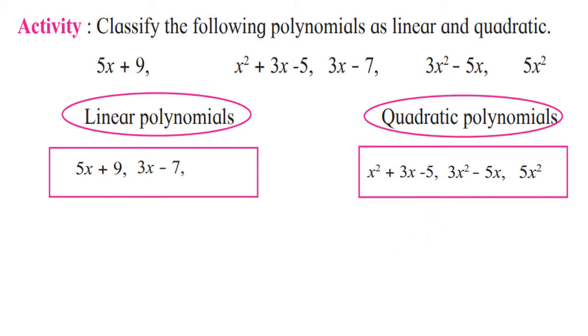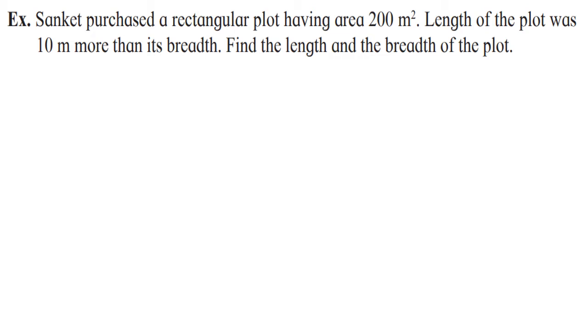Now let us go further. Here one more example we will take so that you can understand it better. See, now word problems you are familiar with. So again, one word problem is given. Sanket purchased a rectangular plot having area 200 meters square. Length of the plot was 10 meters more than its breadth. Find the length and breadth of the plot.